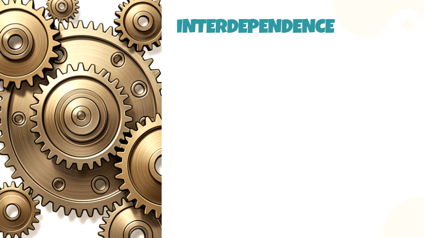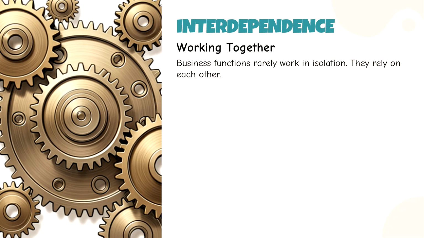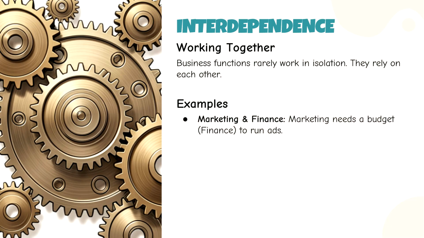Now, all of the business functions are interdependent on each other. This means that they have to work together in order to make sure that the business succeeds. For example, finance sets a budget and marketing has to go by the budget in order to run their marketing campaigns. So finance is setting a budget and marketing can't go over the budget because that would mean that there will be less financial resources for the business to use in other areas.